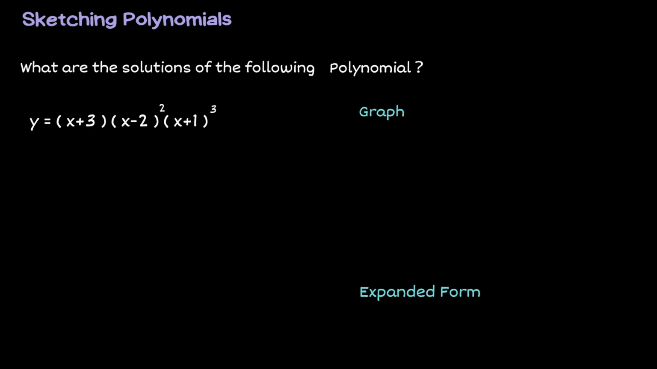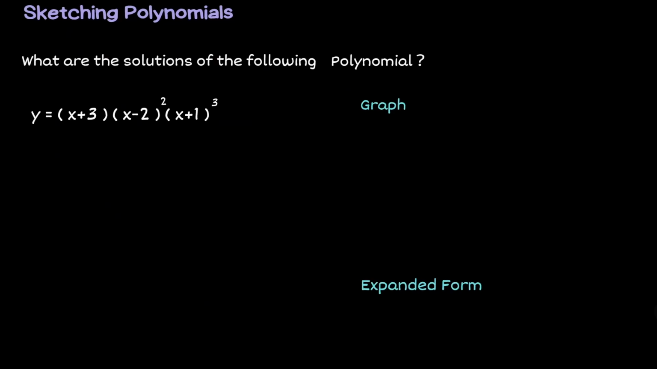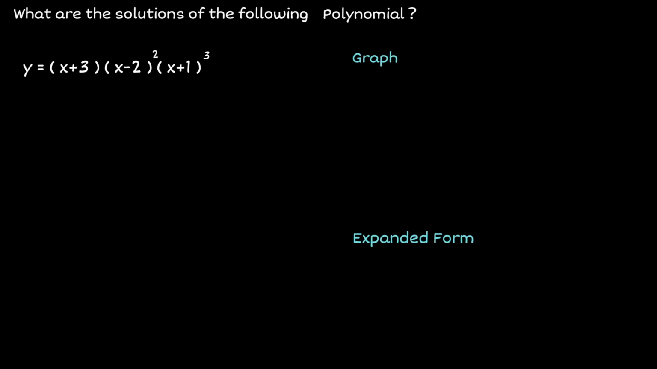Welcome. Let's discuss the idea of sketching polynomials. To properly sketch a polynomial, we need to identify the solutions of that polynomial. Looking at the example below, we can identify the solutions by letting the y value be equivalent to 0. To be more specific, the solutions are whenever my graph intersects the x-axis.